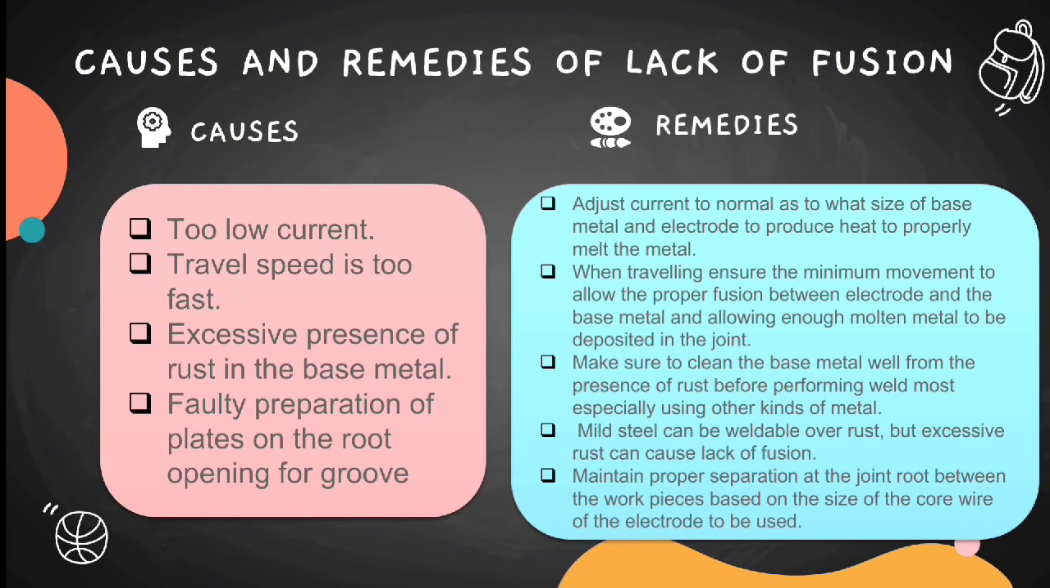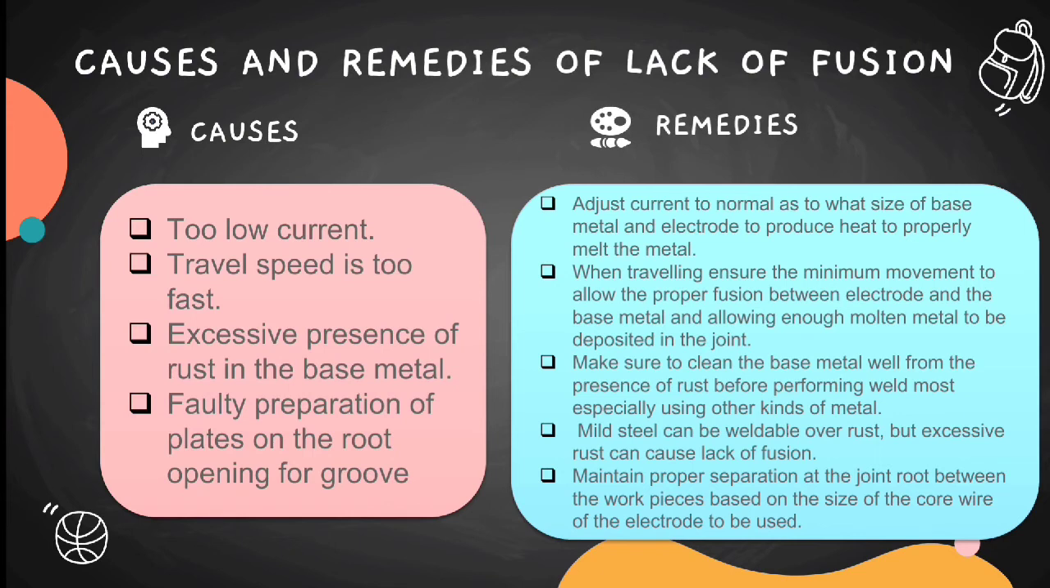These are the remedies. Number 1, adjust current to normal according to the size of base metal and electrode to produce heat to properly melt the metal. Number 2, when traveling, ensure the minimum movement to allow the proper fusion between electrode and the base metal and allowing enough molten metal to be deposited in the joint.